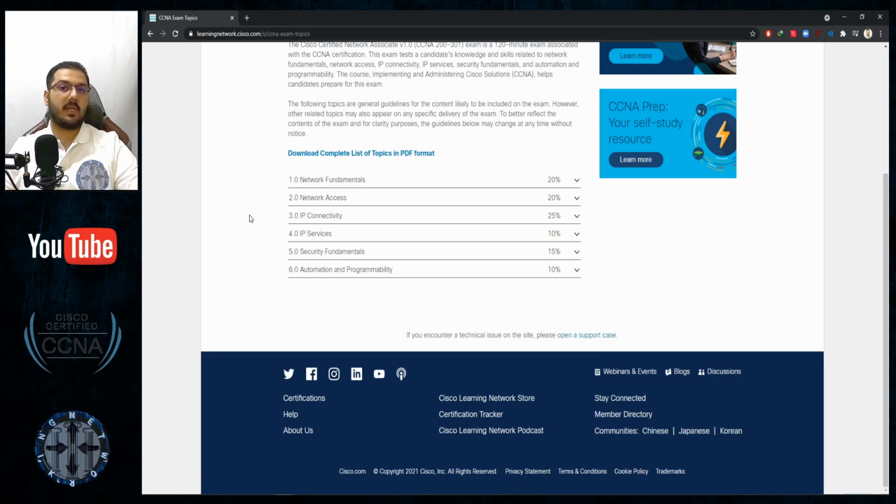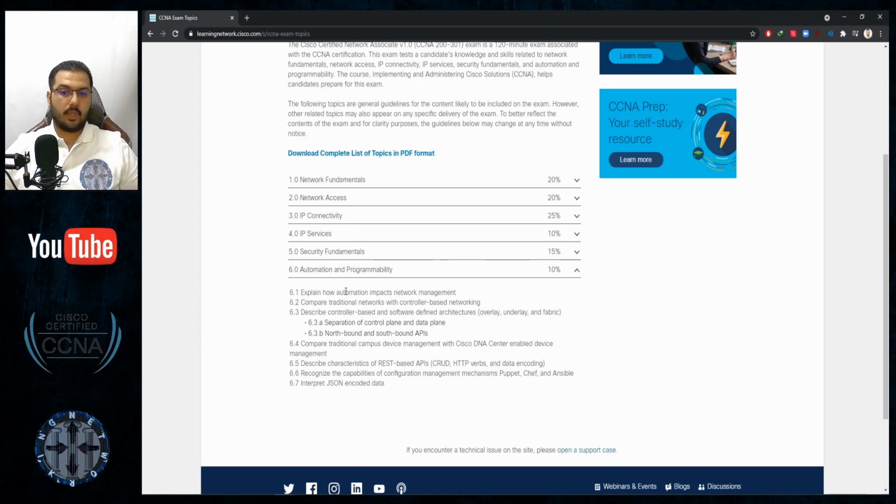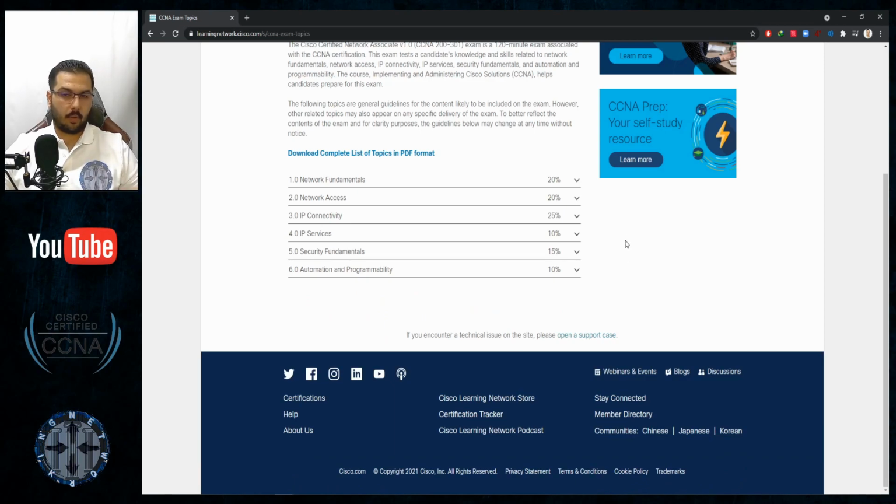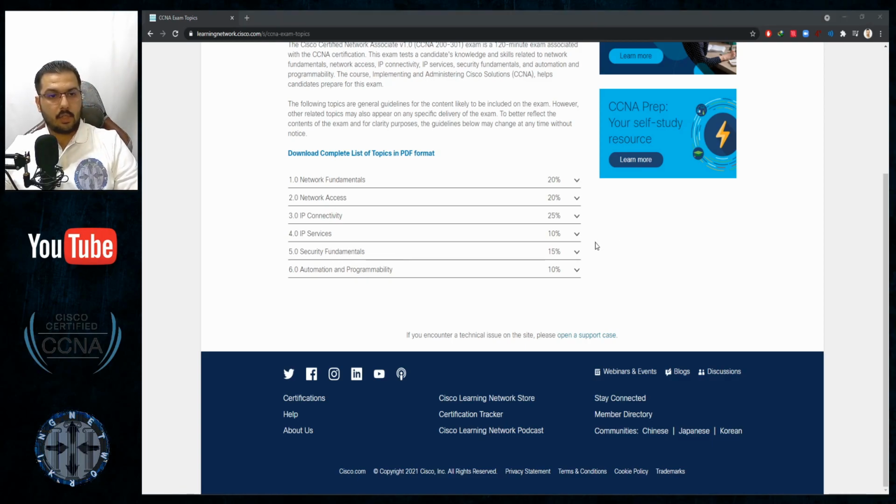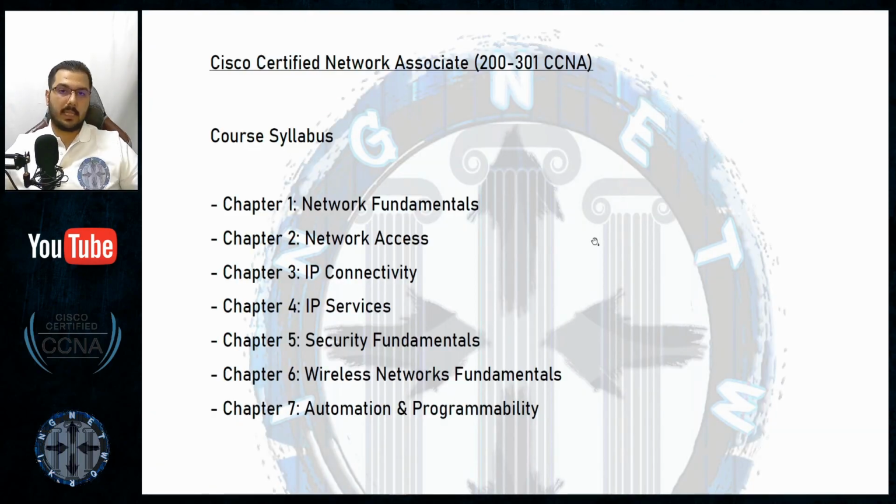So this CCNA is replacing the old routing and switching CCNA, CCNA security, CCNA wireless, and an entire new chapter called automation and programmability, where you will start with the very basics and beginnings of automation and programmability, the new SDN technologies, etc. All of these evolving technologies will be mentioned there. So this course is built completely and 100% based on these official blueprints.